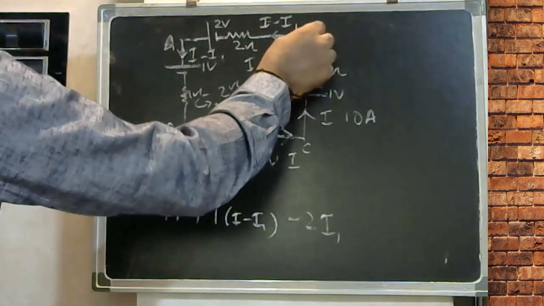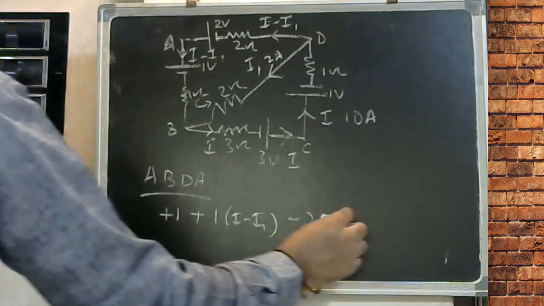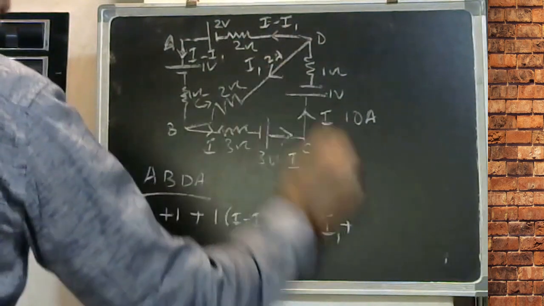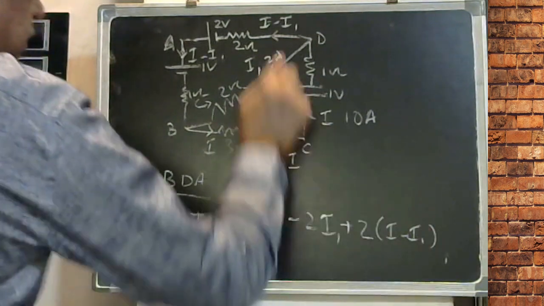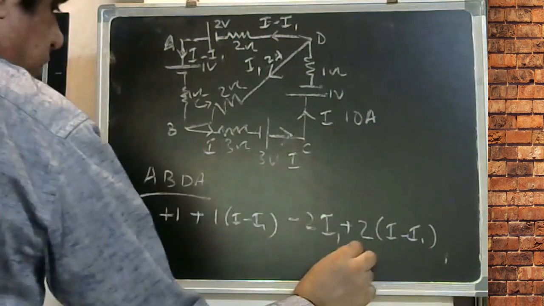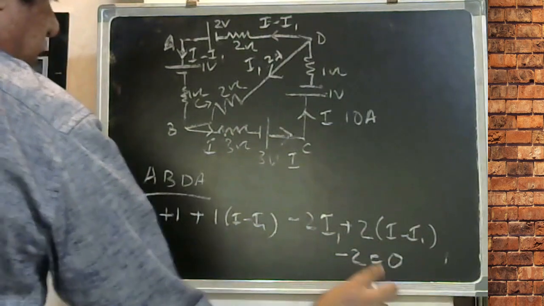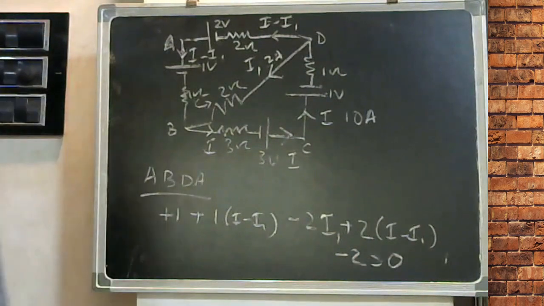Now you go this way, D to A. Current is also D to A. Plus 2 into I minus I1. Then I come across a battery, minus 2 equals 0. So this is my first equation. Open the brackets. You get an equation in terms of I and I1. This is the first loop.